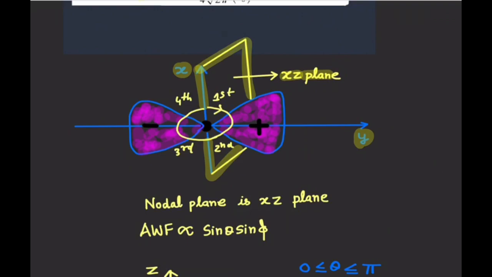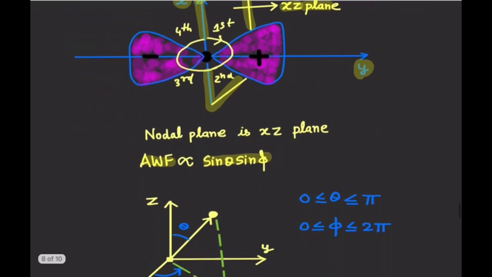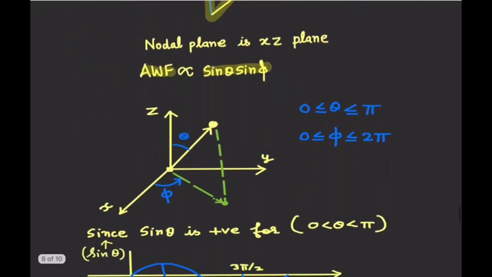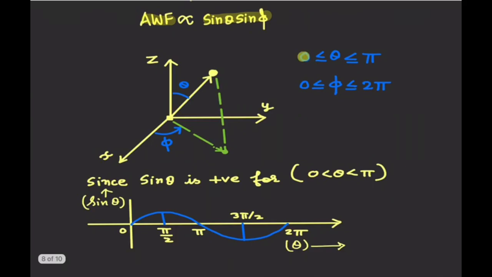So we know that a nodal plane is a plane where the probability of finding an electron is 0. It is passing through the nucleus. The angular wave function is sin theta sin phi. Now we are interested in the angular wave function, right? So in the same way, theta will lie between 0 to pi and phi will lie between 0 to 2 pi. So now we are interested in the value of sin theta.